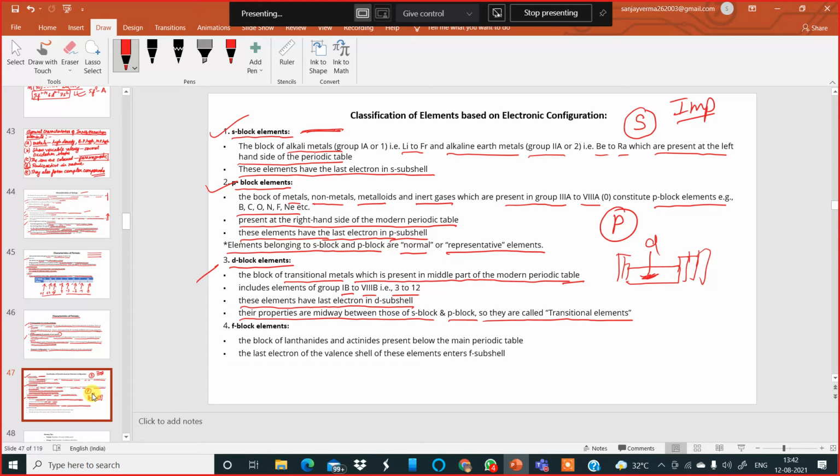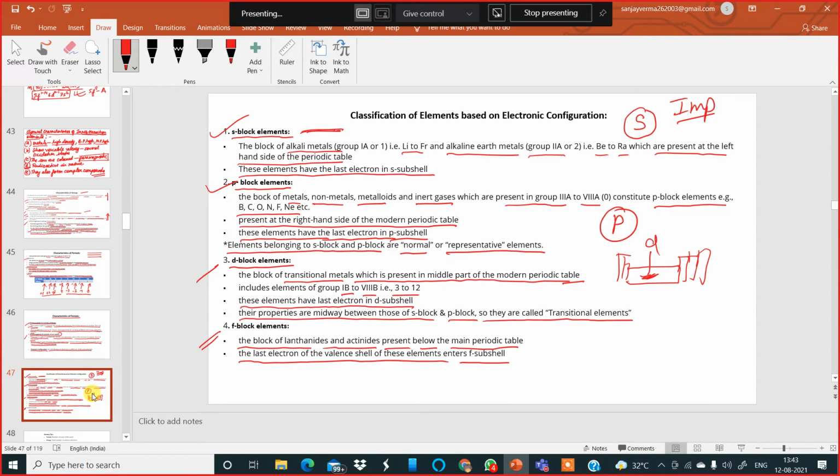Then coming to the next block, F block elements, number 4. The block of lanthanides and actinides present below the main periodic table, outside the main periodic table. The last electron of the valence shell of these elements enters F subshell.